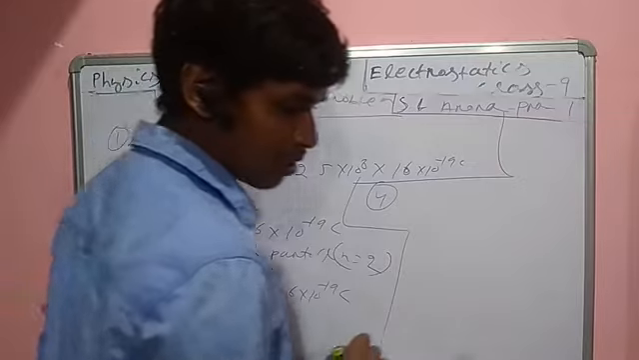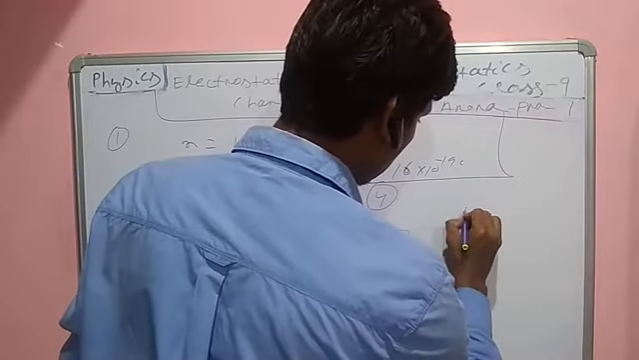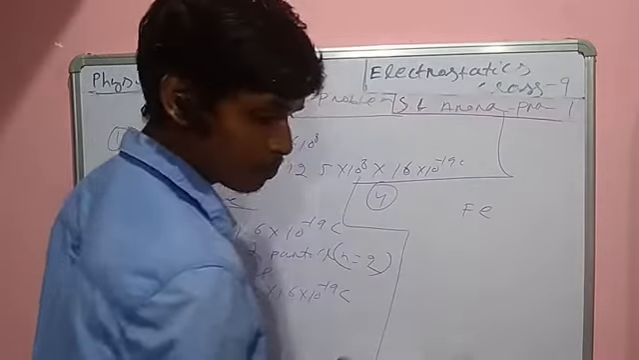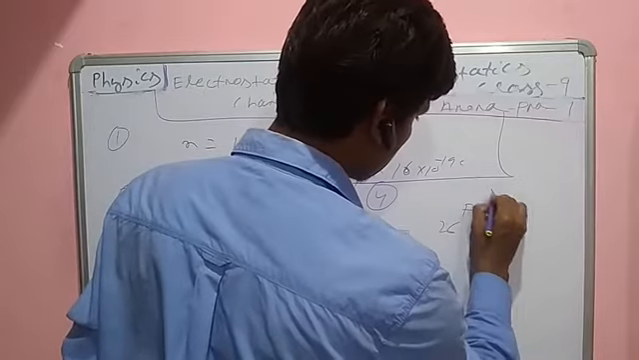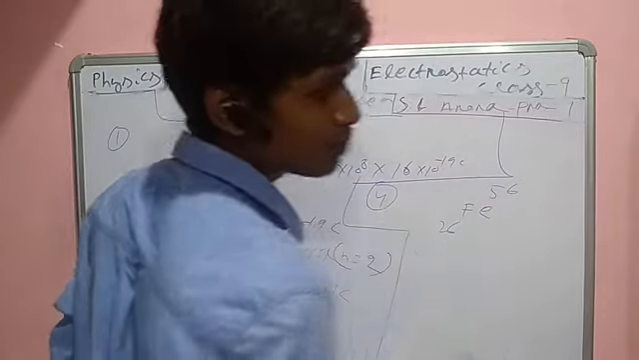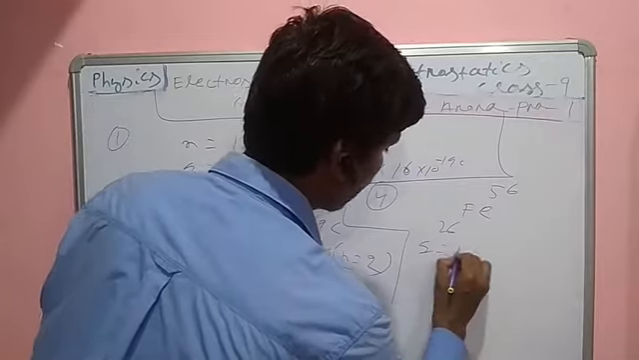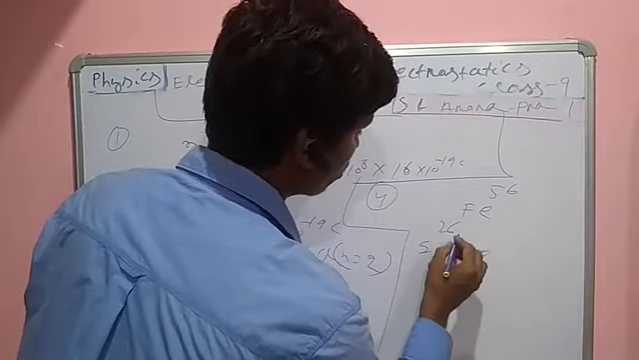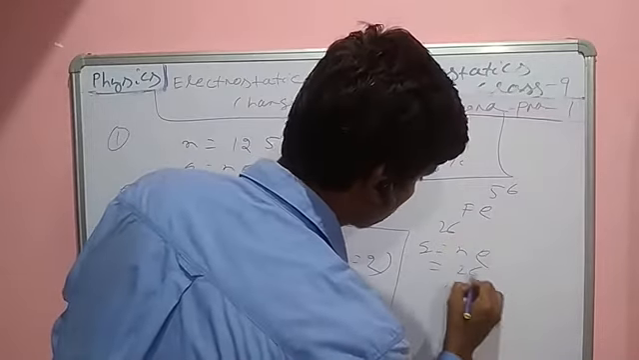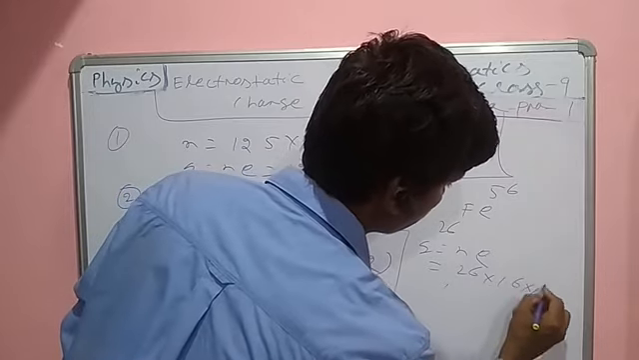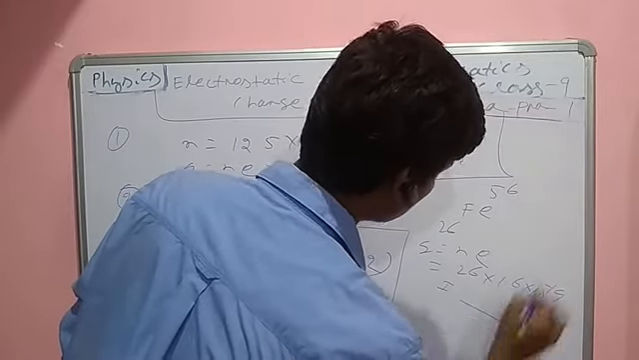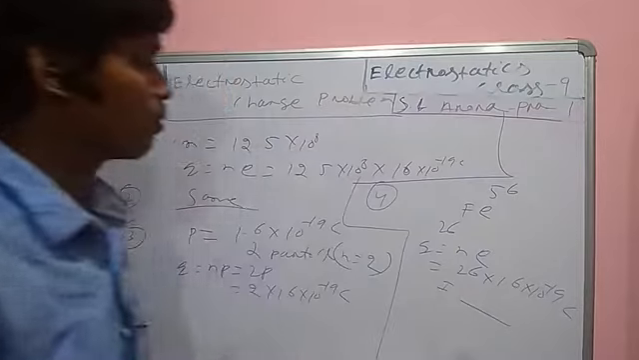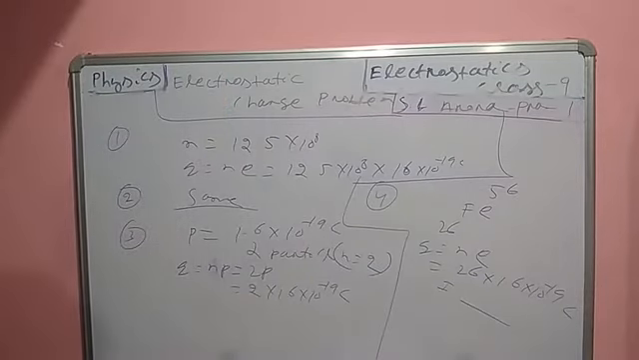The charge on iron, atomic number 26. Charge of this material. That means Q is equal to Ne. N, the number of electrons, is what? 26. So 26 into 1.6 into 10 to the minus 19 coulomb. That means, yes or no? Then question number 5.